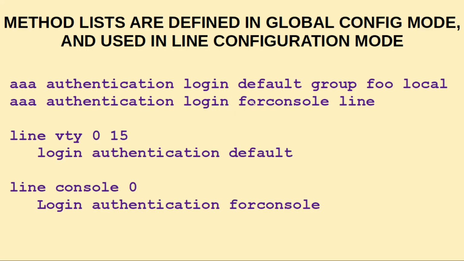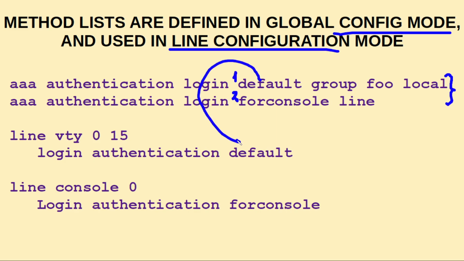Remember that method lists are defined in global configuration mode and used in line configuration mode. So in this example, we are creating these two method lists for the same feature in global configuration mode, and we are going to use them in line configuration mode.